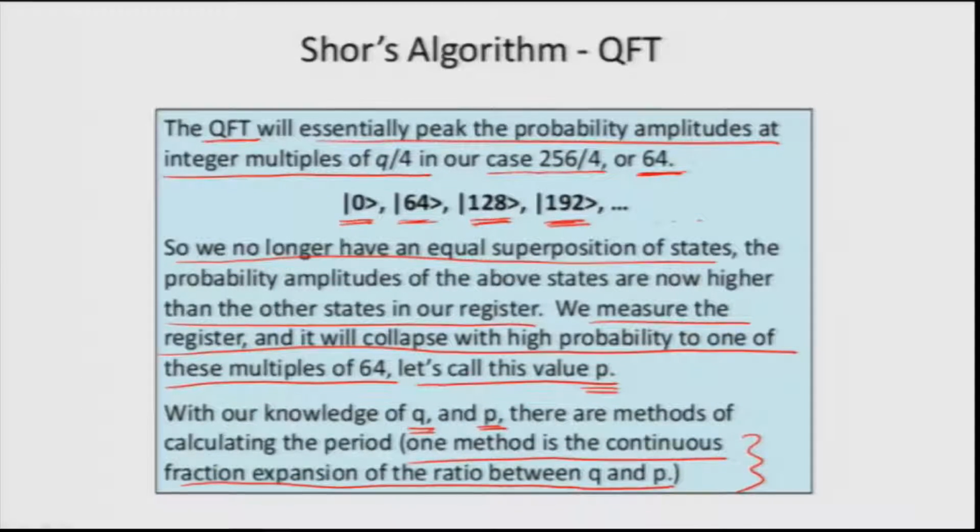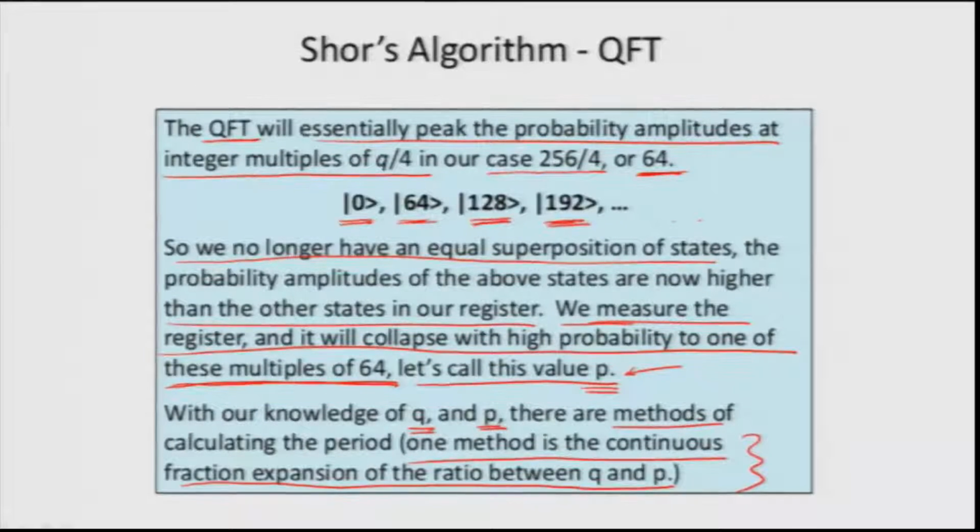In this particular way, if we now measure the register, it will collapse with high probability to one of these multiples of 64, which we can call some value p. Now, given the value p and the q that we started off with, we can find classical methods which will help us to find the period. So, this allows us methods of calculating the period.